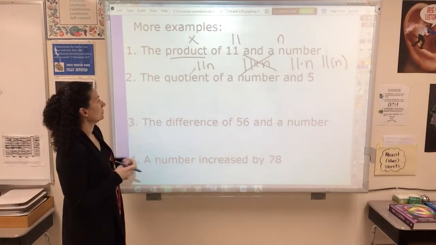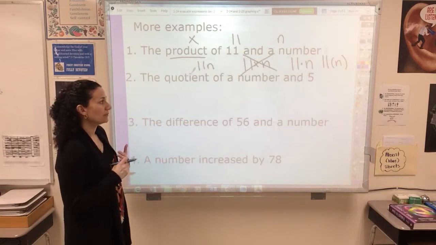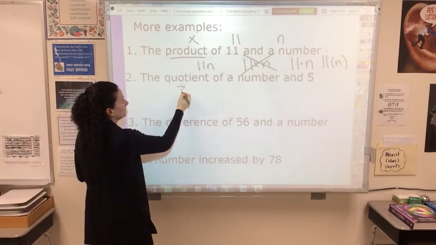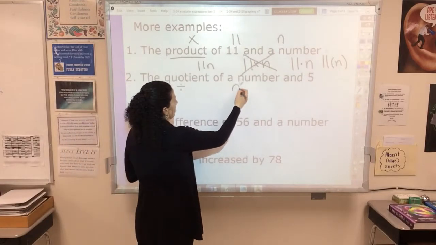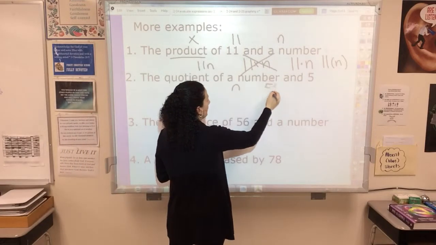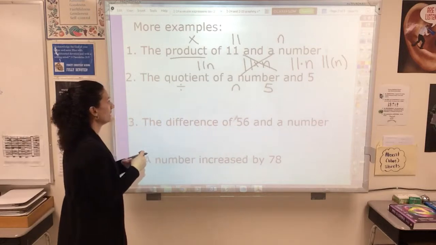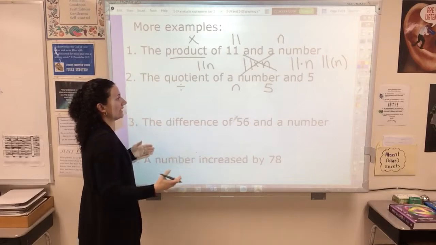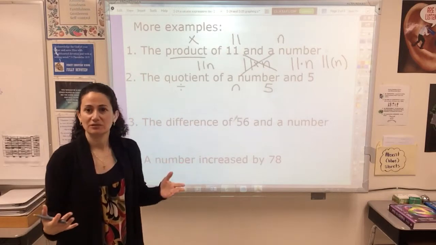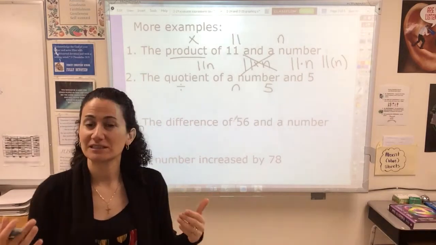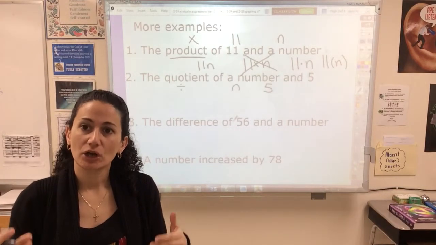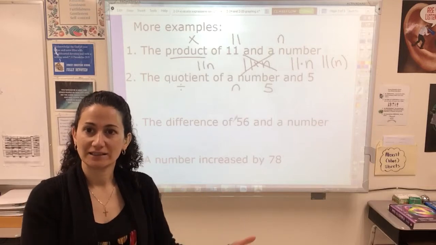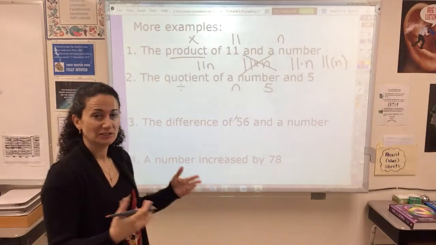Take a look at number 2. The quotient of a number and 5. Quotient means divide, right? A number, there's n, 5, okay? So now I have to decide, is it n divided by 5 or is it 5 divided by n? Division's a little bit easier. Whatever comes first in the word sentence goes first. That's the dividend. The next number is the divisor. And then the answer is the quotient.